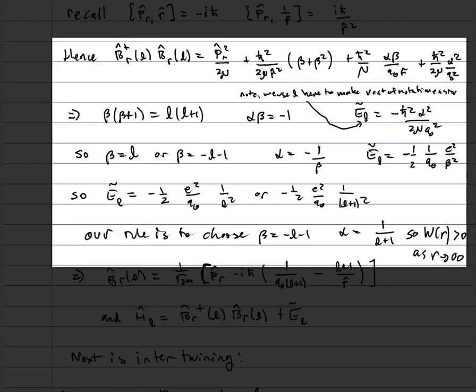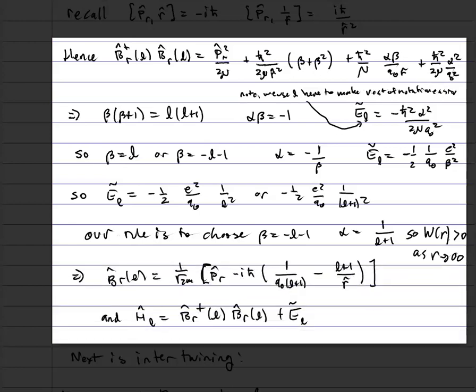The B_R of L is 1 over square root of 2m, P_R minus i h-bar 1 over a0 (L plus 1) minus (L plus 1) over R hat. And then when you calculate the Hamiltonian H_L, you find that it's equal to B_R dagger of L, B_R of L plus E_L tilde, where E_L tilde is minus 1/2 1 over a0 e squared over beta squared.